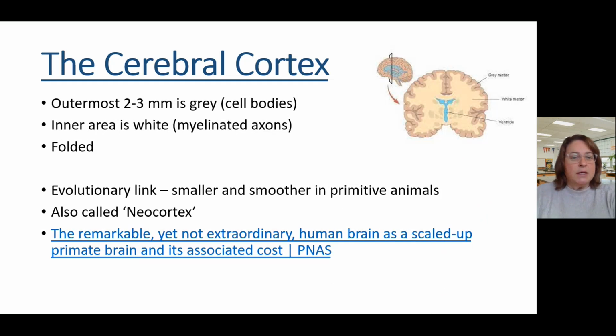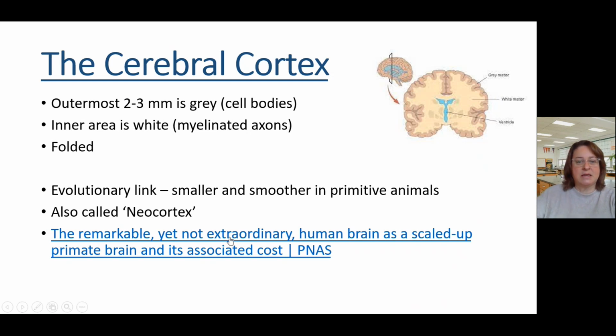So, like I mentioned earlier, you've got the grey matter on the outside, which is where you've got your cell bodies. And the more surface area, the more wrinkles you've got, the more foldings you get, the more surface you get. The inner area is white, which is where it is myelinated. And there is an evolutionary link where you see smaller and smoother brains in primitive animals compared to obviously primates and then humans. The cortex is also sometimes called neocortex.